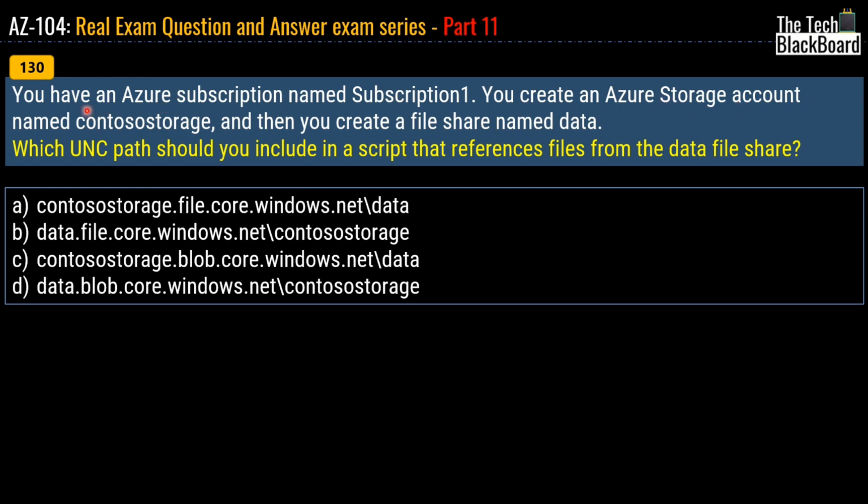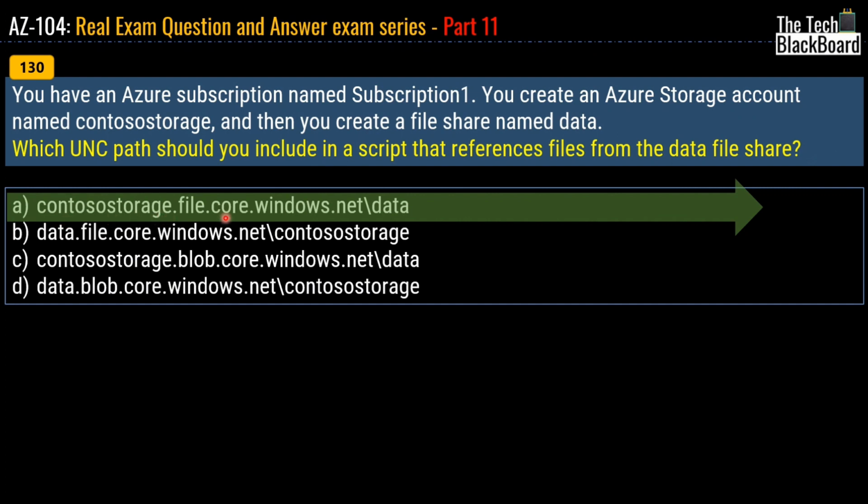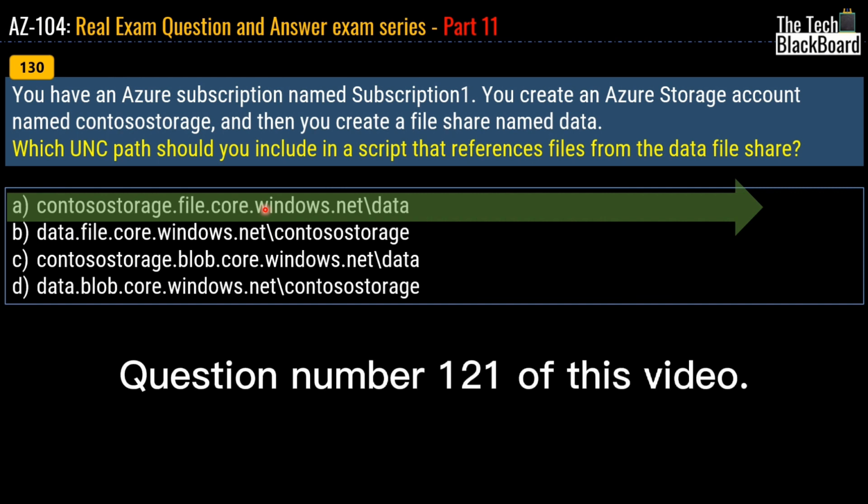The question says that you have an Azure subscription named Subscription 1. Now you create an Azure Storage account named Contoso Storage and then you create a file share named Data. Now, which UNC path should you include in a script that references files from the data file share? And your options are listed here. The correct answer for this question is option A, contosostorage.file.core.windows.net/data. If you want a detailed understanding of why I picked option A as the answer, then you should check question number 121 that I explained in this part itself.